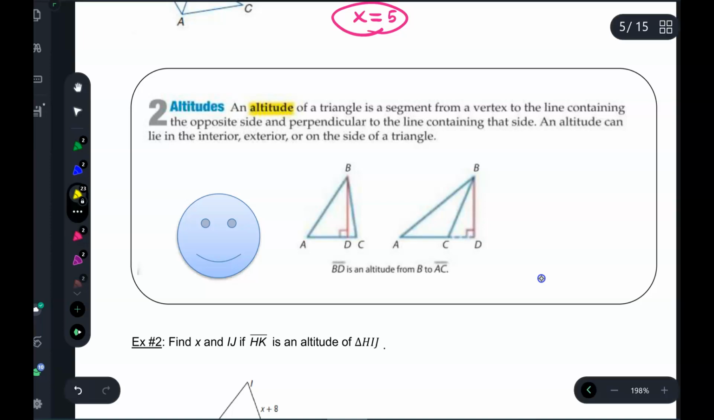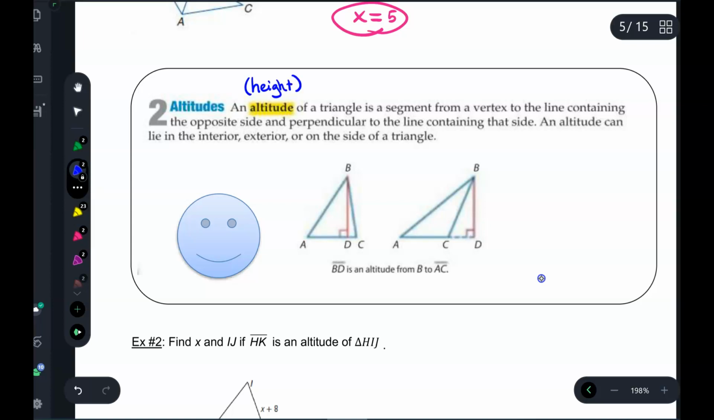Okay, have we heard altitude before? Yeah, what's altitude? Like a ski lift. How high something is. So when we think of altitude, like an airplane is flying at 32,000 feet altitude, that's how high it is up in the air. So the altitude of a triangle is the height. That's all. Just the height? Yeah, the height of a triangle.